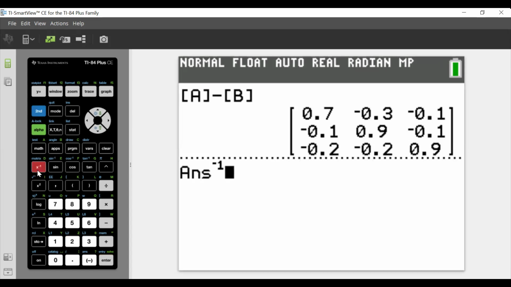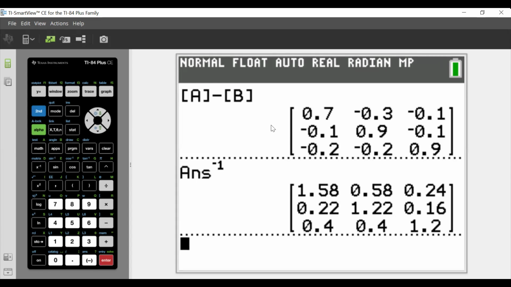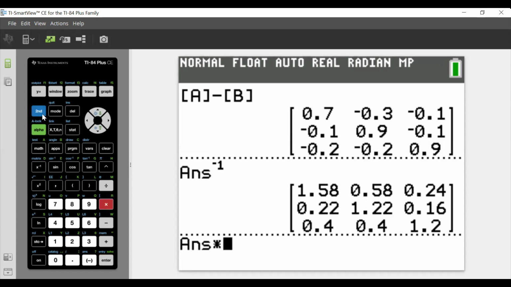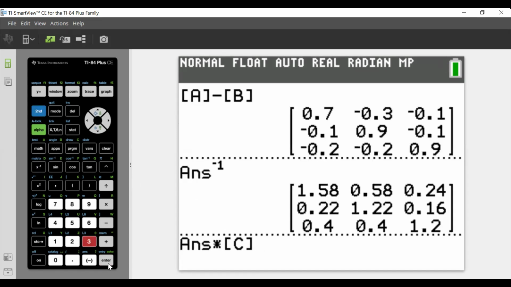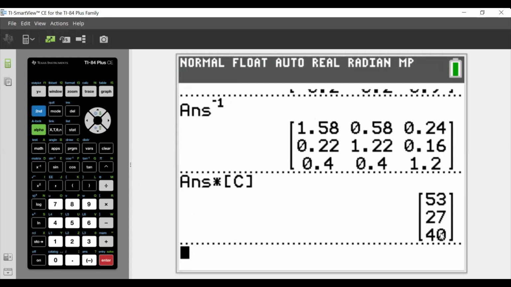Now we're going to take the inverse of that, and we're doing this step by step to show you that if there's a singular matrix, we'll know what happened. It's not singular, we can actually find the inverse of it. And now we're going to take that times our D matrix, and that's going to give us our X: 53, 27, and 40.